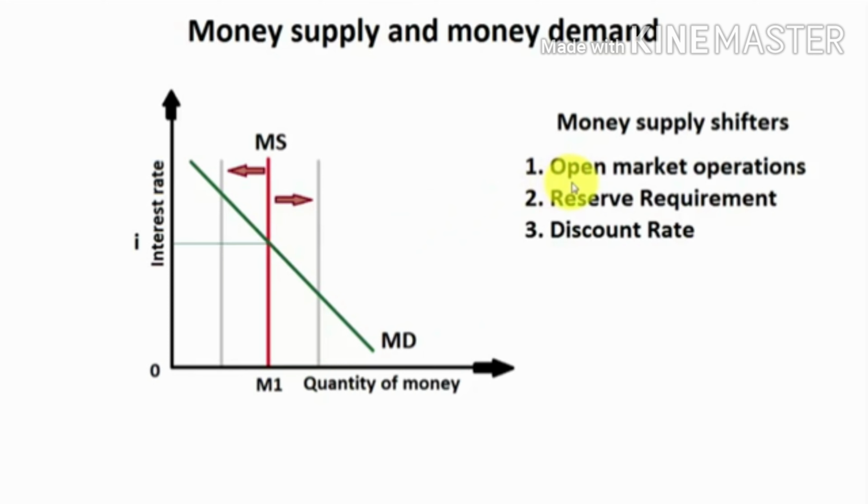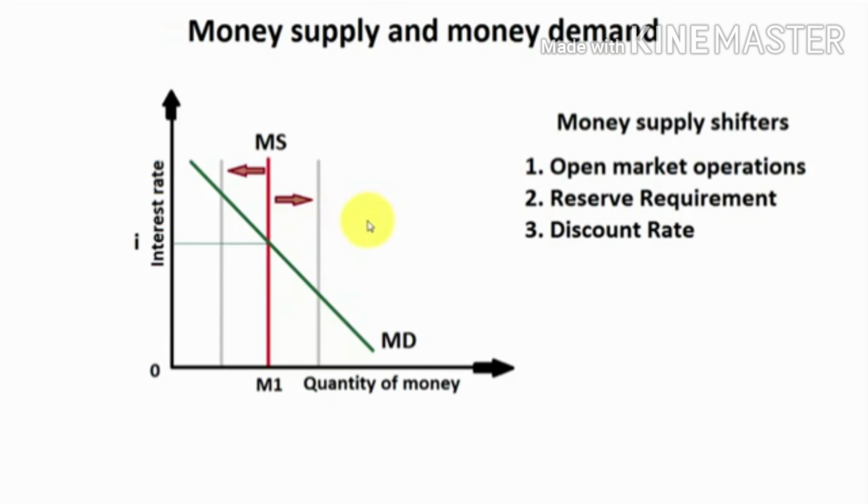The first reason is open market operations, the second one is reserve requirements, and the third one is discount rate. In open market operations, the central bank tries to sell or buy bonds and securities to control the money supply. If central banks want to increase the money supply, they will buy bonds and securities. So the money supply curve will shift to the right and there will be more money in the market.